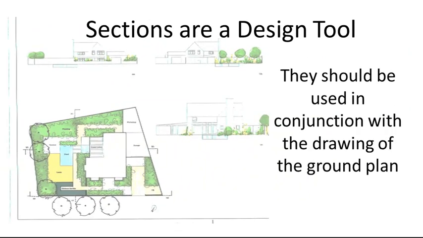Sections are a vital design tool for the garden designer. They should always be used in conjunction with the creation of the garden plan to make sure all the level changes are taken account of at the initial planning stage. All too often, sections are used as part of the sales tool, used to help sell the plans to the client. But it's vital that the designer understands levels before they start the planning stage of the design process, and therefore before you start designing, you should always draw out a section of the site.